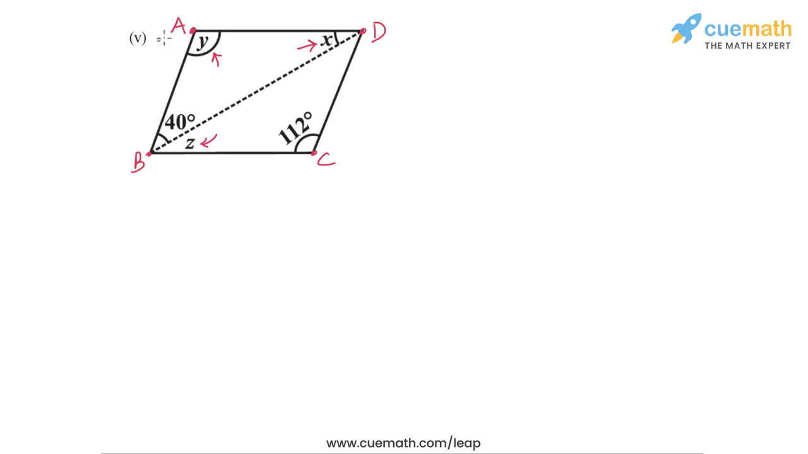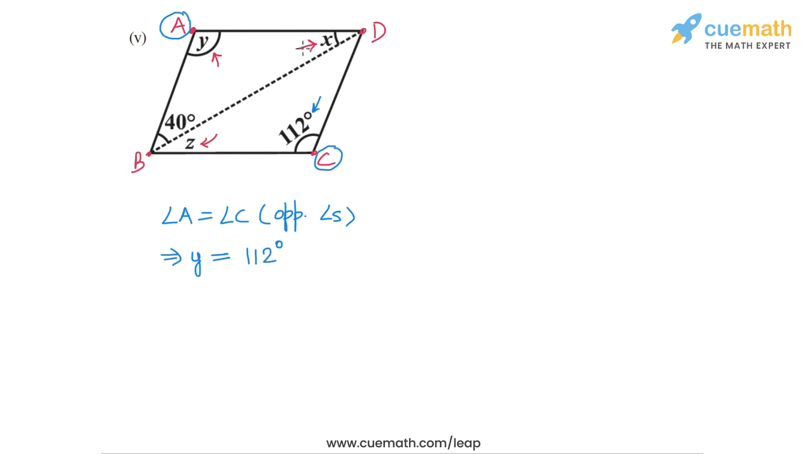So let's start by finding the angle at A. It's easy to find because angle A is opposite to angle C, and we already have the measure of angle C, which is 112 degrees. So we write angle A is equal to angle C because these angles are opposite angles in the parallelogram ABCD, and this means that Y, which is angle A, is equal to the angle at C or 112 degrees. So Y is calculated directly like this.